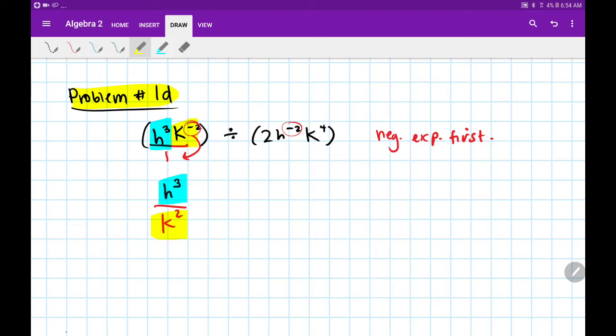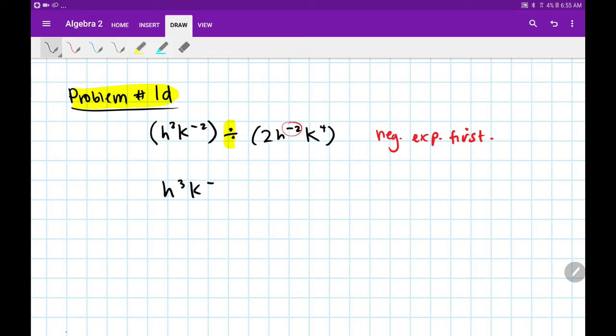Divided by... I'm sorry. This problem, let me rewind a little bit. Before I deal with my negative exponent, I would actually like to get rid of this division sign. So first I'm going to just rewrite it as a fraction, like this. H cubed, k to the negative 2, divided by 2h to the negative 2, k to the positive 4. Okay, that's the first thing I wanted to do because all of the other examples we've done have been in fractions instead of division symbols.